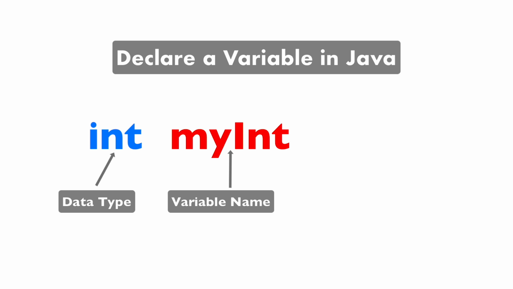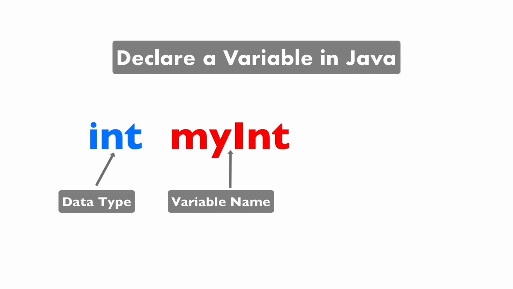So far we've declared the data type and the variable name, and this is all we need to declare a variable because primitive types have a default value. And for this data type, int, the default value is 0.